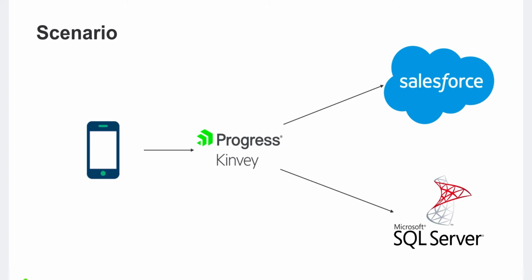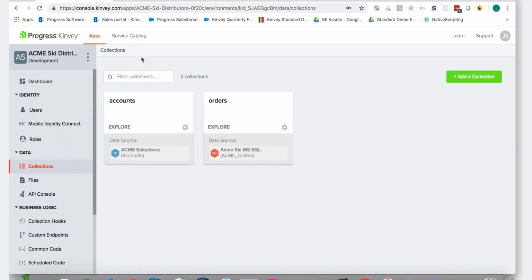As an application developer working for Acme ski distributors, I've been tasked with building a mobile experience for my internal sales team. The challenge here is that at Acme, we have our CRM account data living in Salesforce and our order information living in a Microsoft SQL Server table. How do we combine these data sources while also providing data acceleration to deliver a seamless experience for my sales team while they're out in the field? Let's go to the Kinvey interface to show you how it's done.